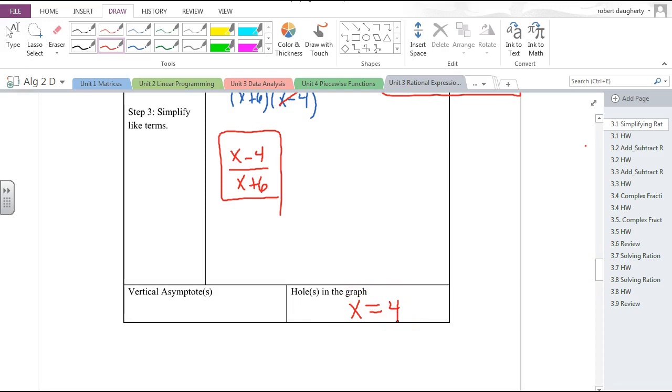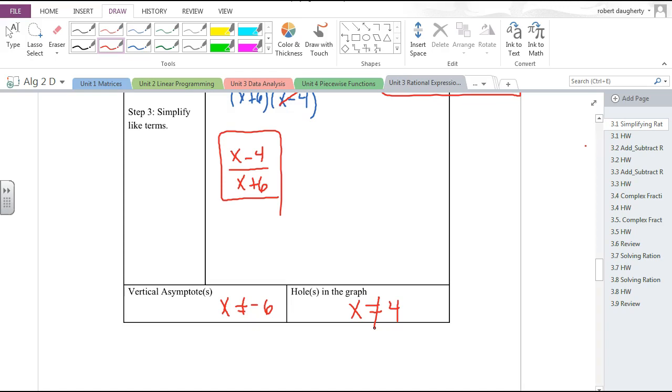You look at your final answer. Any exclusion that remains is a vertical asymptote. What's the exclusion that you see here? x cannot be -6. So in your original problem, you have exclusions where the denominator is 0. If the exclusion is still there in the final answer, that's a vertical asymptote. If that exclusion went away in the process of simplifying, we simply call that a hole in the graph.